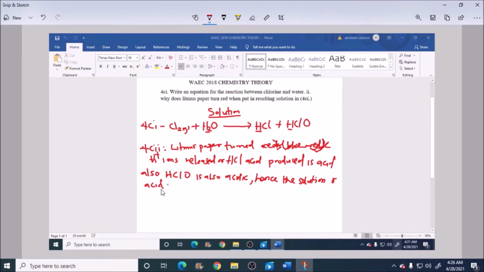Then we should not forget that the property of blue litmus paper when inserted in an acid is that it is going to turn red, and that is why the resulting solution in 4C Roman figure 1, which is HCl and HClO, which is acidic, turns blue litmus paper to red. So this is just the solution to 4C Roman figure 1 and 4C Roman figure 2.